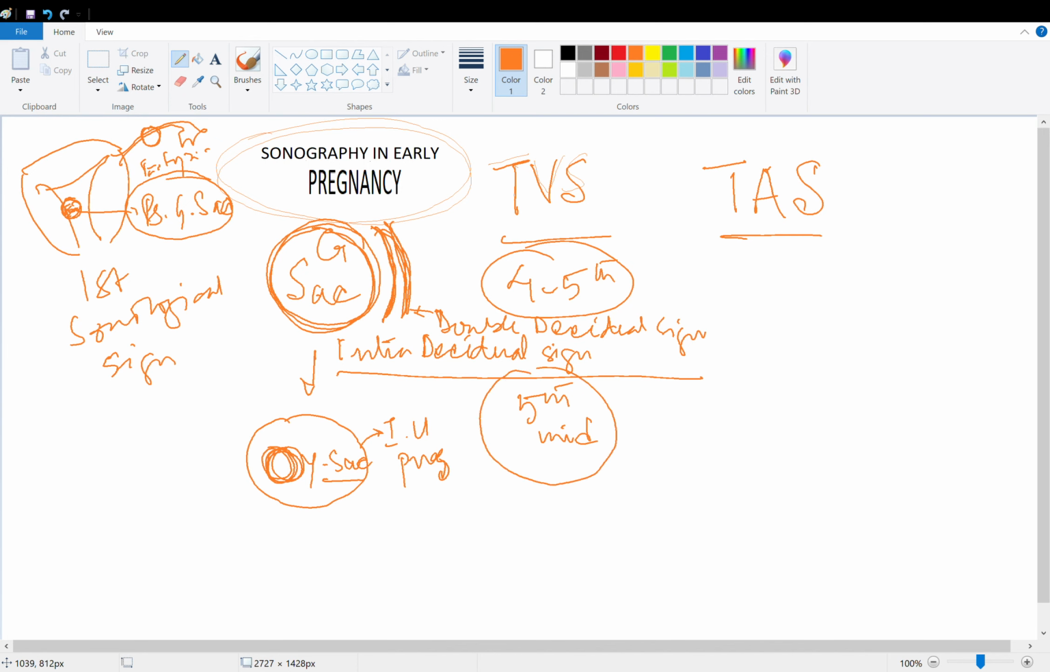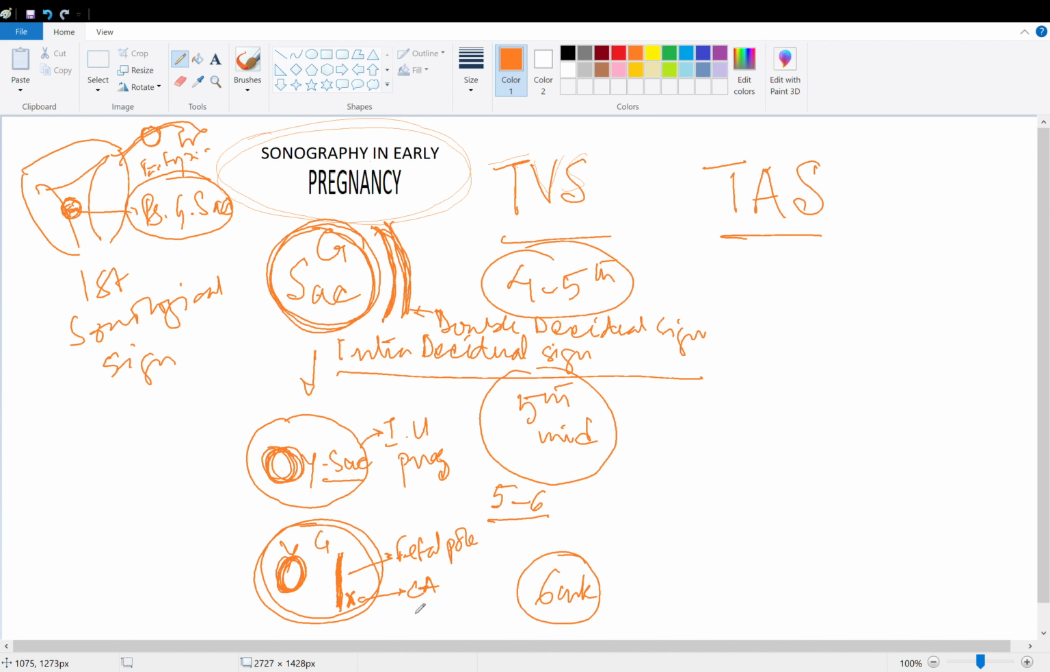and by 5th week mid, what we can see is a yolk sac, which is confirmatory of an intrauterine pregnancy. Let's just call it 5 to 6 weeks for simplification. At the end of sixth week, within the gestational sac, beside the yolk sac, one fetal pole will appear, one brightly echogenic streak, that is called a fetal pole. And within the fetal pole, you can appreciate the cardiac activity, the fetal heart beating, by the end of 6 weeks with a TVS.